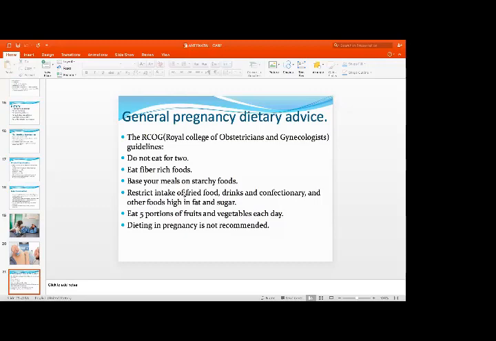Eat 5 portions of fruits and vegetables each day. So she should take, in between meals, fruits and vegetables, at least 5 portions. Dieting in pregnancy is not recommended. You should not diet during pregnancy because it will affect the growth of the baby.